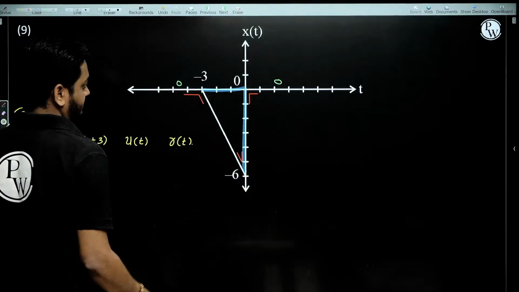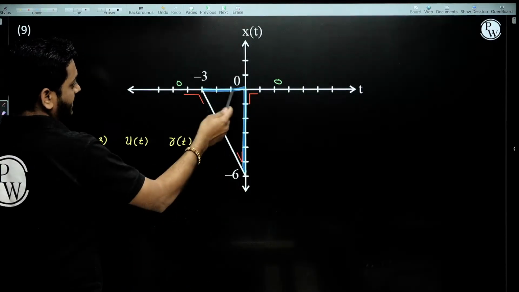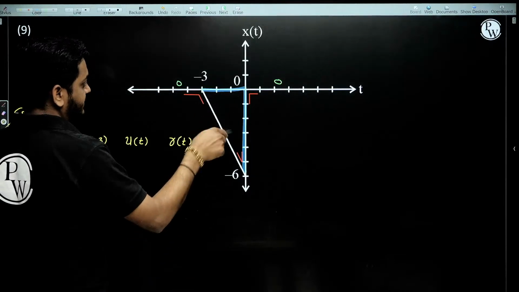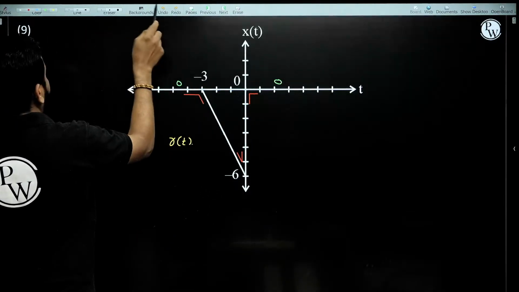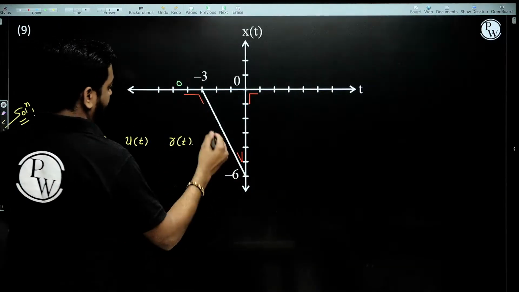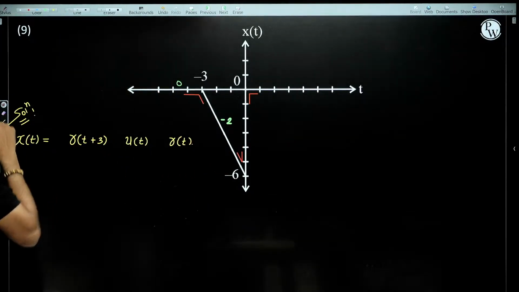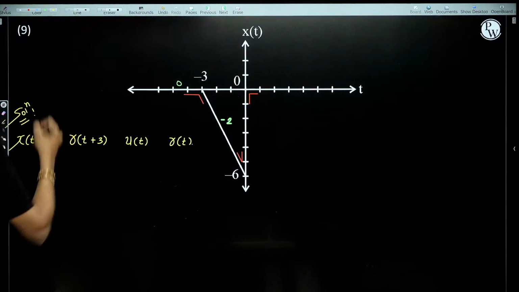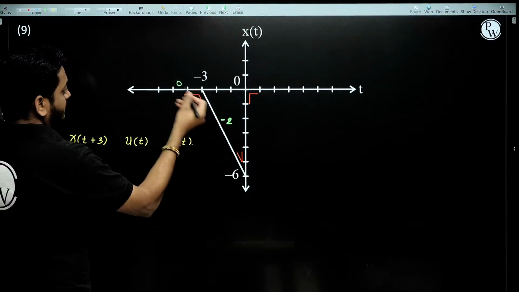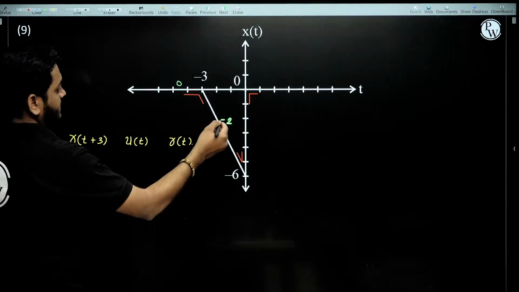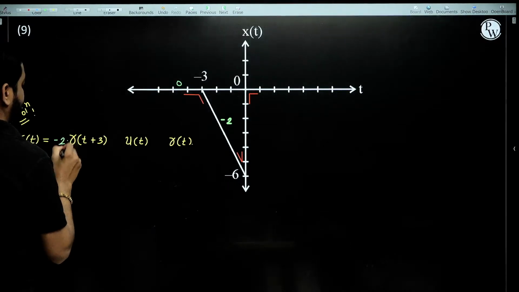dy by dx. dy is 6, dx is 3, guys. 6 by 3, slope is 2, and decreasing, that's why negative. Decreasing, that's why minus 2, guys. Correct? Minus 2. Now change in slope, guys. Change in slope is next slope minus previous slope. So next slope is minus 2, previous is 0.